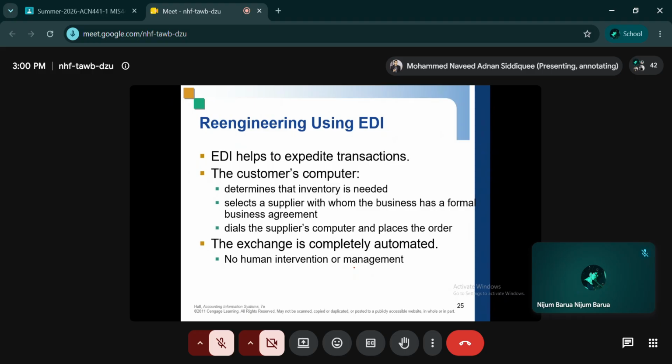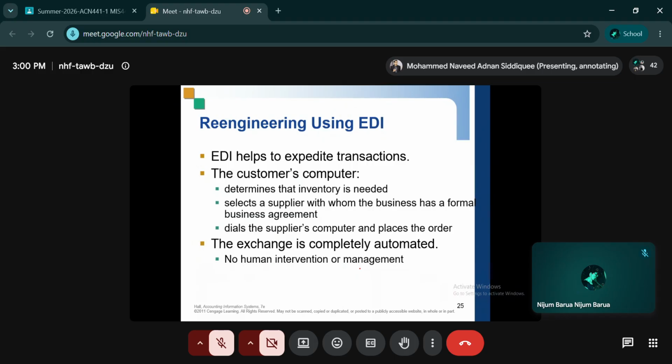Anyone? Re-engineering? So changing the business model using technology. Exactly, disruptive change. It's significant change. Automation is just basically you are automating the process. But re-engineering, you are basically disrupting the business model. You are basically changing the fundamental way in which the company is doing business. So you are disrupting and making significant changes to the operating model, to the business model, right?